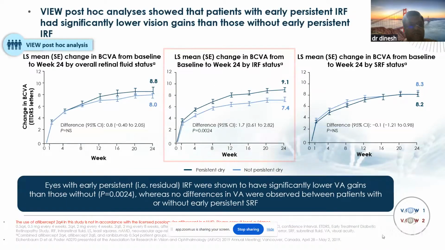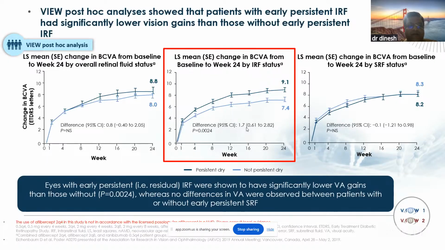Coming to the VIEW study post-hoc analysis, it also says that the patients with the early persistent IRF had significantly lower vision gains than those without early persistent IRF. So here we can see in the middle of the graph related to the IRF status, at week 24, the mean change in the BCVA is quite significant. So that comes the role of the IRF.